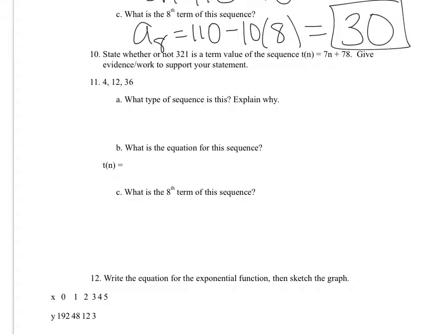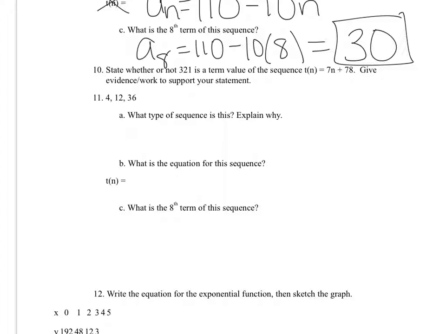Number 10 asks us if 321 is a term in the sequence 7n plus 78. In order to be a term, we have to be able to plug in a whole number into our sequence because our terms can be only whole numbers. We cannot have a half term, for example.